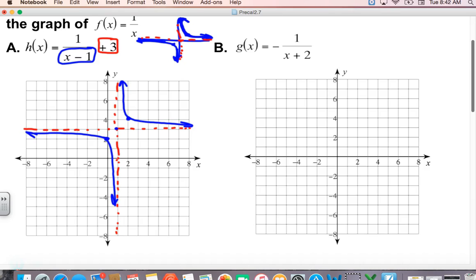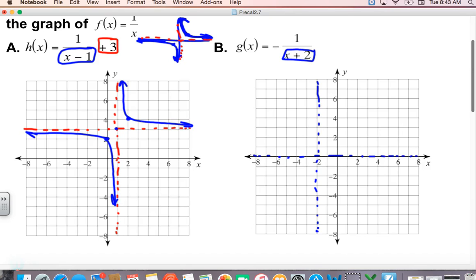All right, now on this next one, you've got to look at your shift. So we've got x plus 2. That's on the inside, so that's going to move it left or right. Plus 2 moves it left. So we're going to have a vertical asymptote at negative 2 now. The horizontal asymptote is going to stay in the same spot because we didn't shift up or down at all.